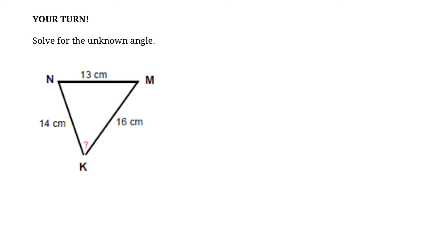So go ahead and pause the video, try to solve for the angle, and then when you're ready, you can come back and see the full solution. A good place to start would be to label the side lengths on your triangle with lowercase letters. The side marked 13 centimeters should be little k. The side marked 14 centimeters should be little m, and the side marked 16 centimeters should be little n.